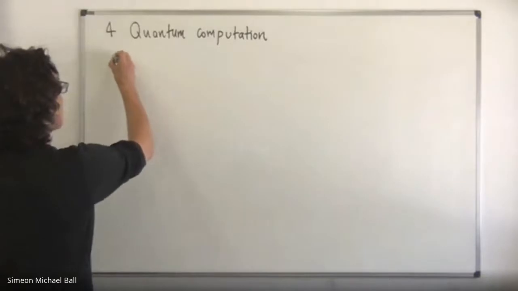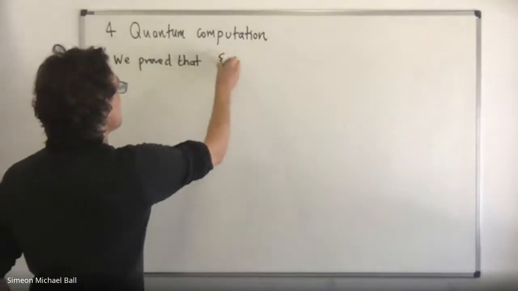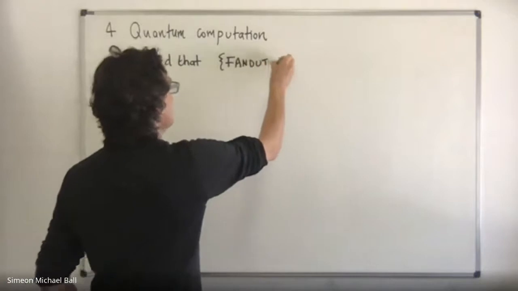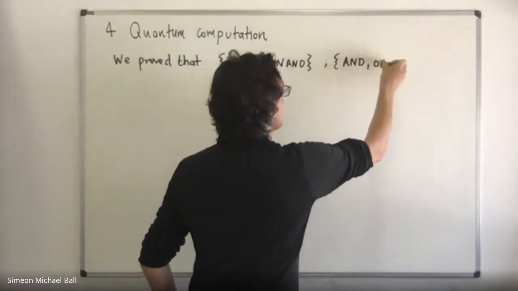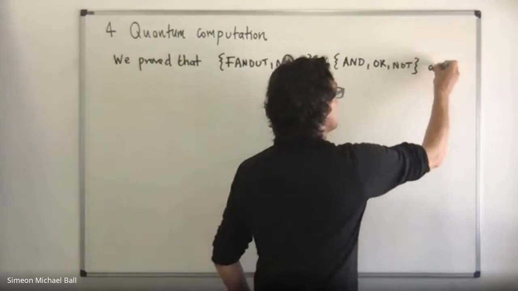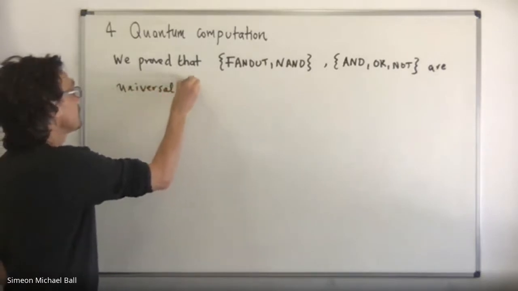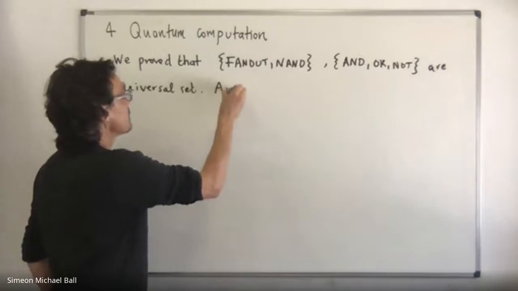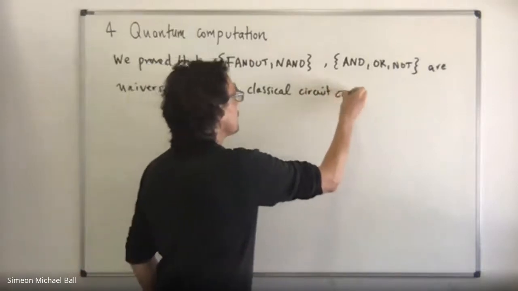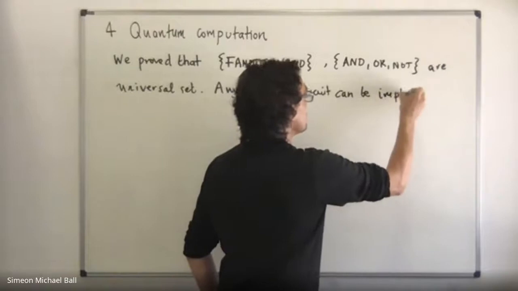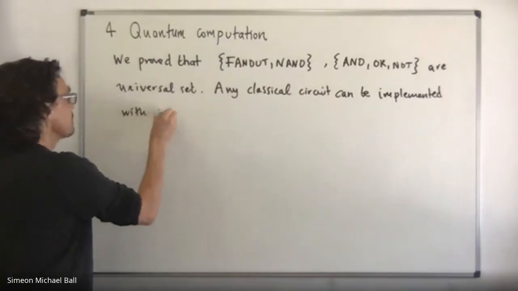We proved in the introduction that something like fan out and NAND, and also just AND, OR, NOT, for example, are universal sets in the sense that any classical circuit can be implemented with just the gates in one of these sets.